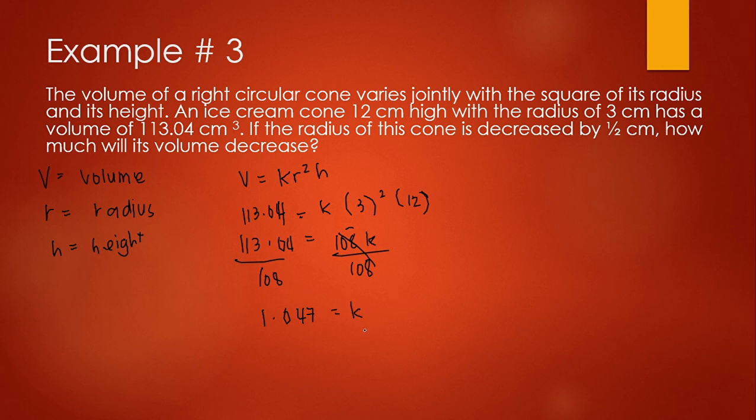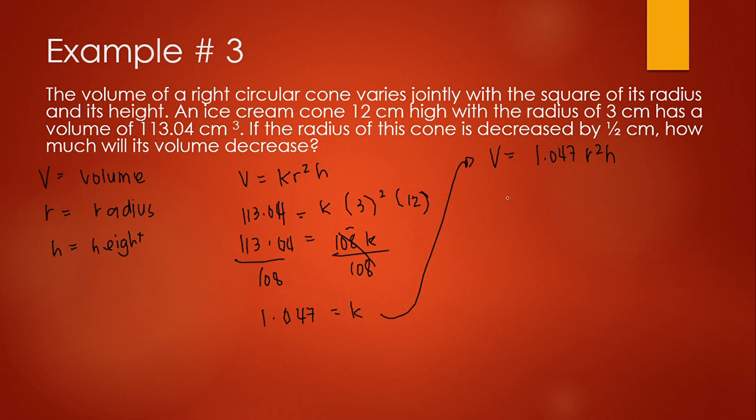Having the value of K, we can now write the equation of variation by simply substituting the value of K in our equation. So V is equal to 1.047 R squared H. After this, we have to solve for the equation. What would be the value of the volume when the radius is decreased by 1/2? It would be decreased by 1/2, meaning you have 3 minus 0.5, or 3 minus 1/2. That would be equal to 2.5.